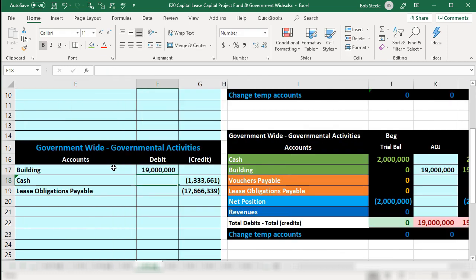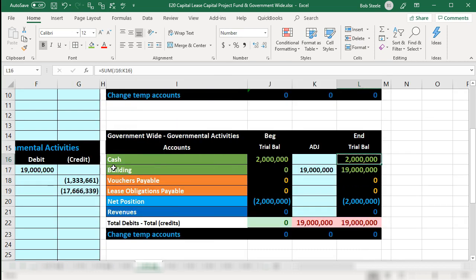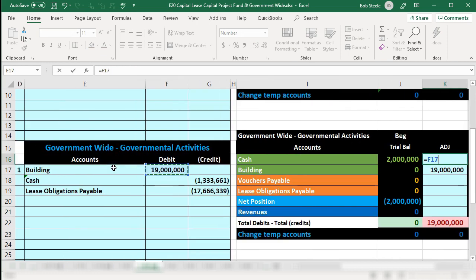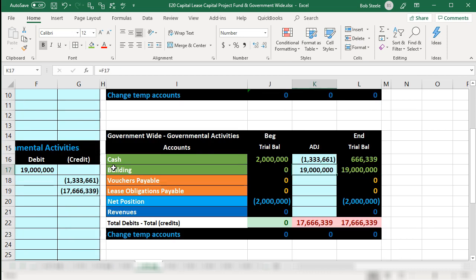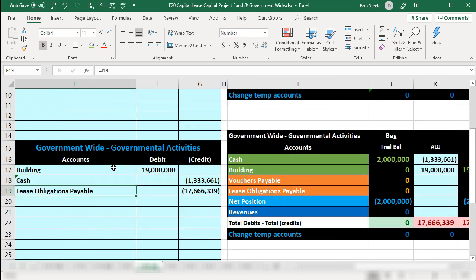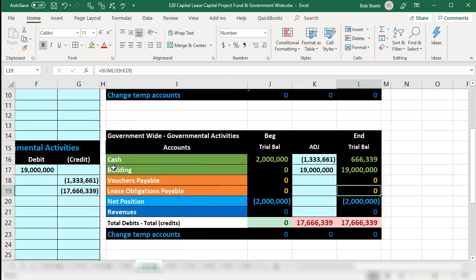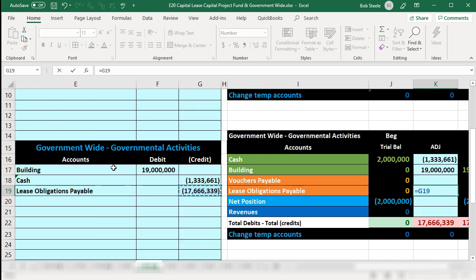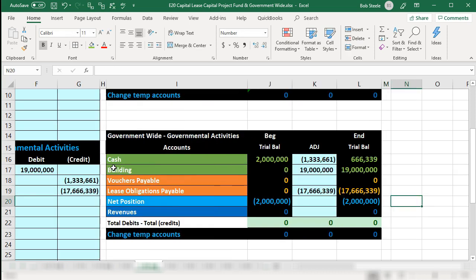Next, we're going to have the cash. So cash is going to be down here. It's in cell K16 equals, and then we'll point to the cash. And so cash is going to be that item. So cash goes down. And then finally, we have the lease obligation, the payable. So the payable is going to be in cell K19 equals, and we'll pick up the item in K19. There we have it. So this is going to be the capital lease.